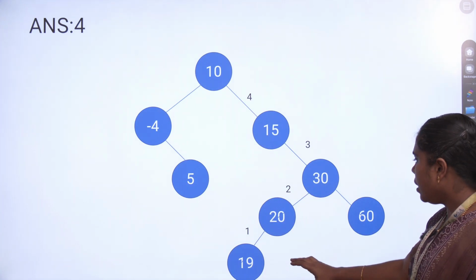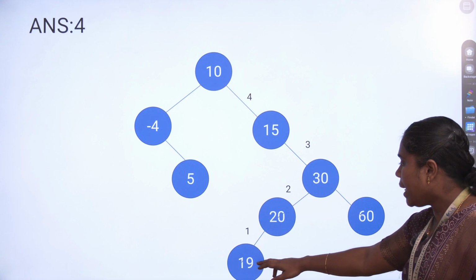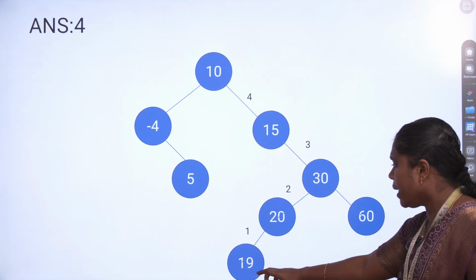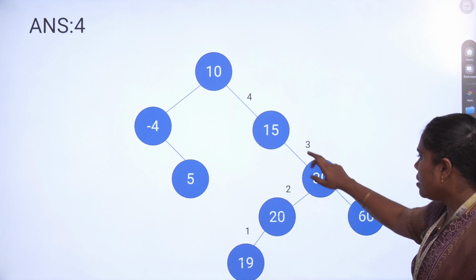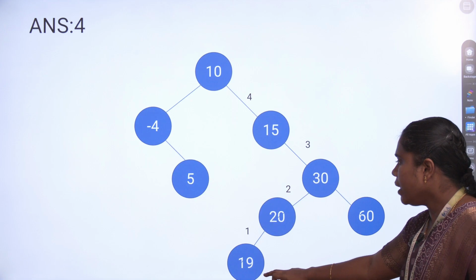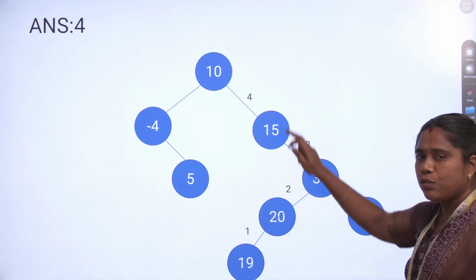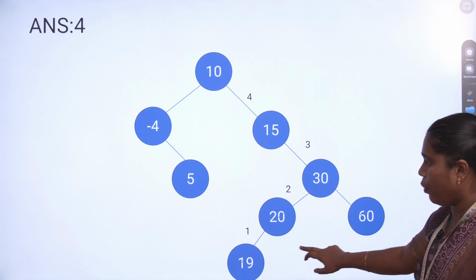So now you check the number of edges. So starting from the node 19, what is the first edge? This is the first edge. So this is the second edge. This is the third, and this is the fourth. So starting from the node 19, how many edges are formed? So 4 edges are there. So the answer for this question is 4.